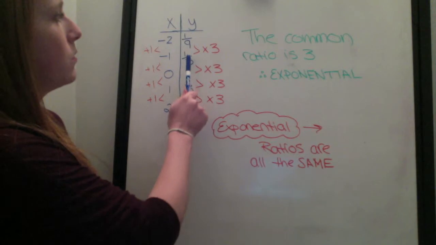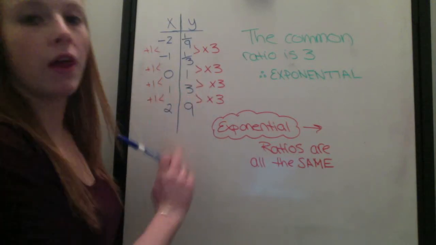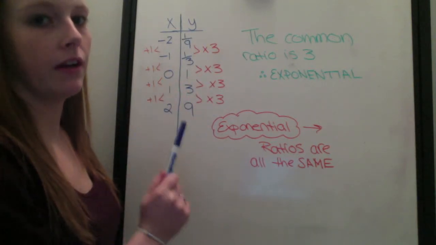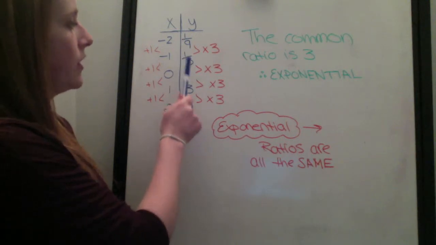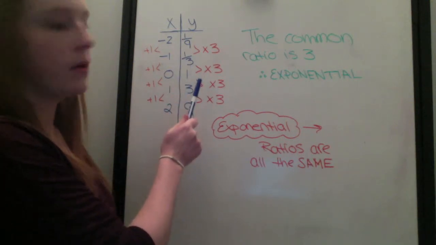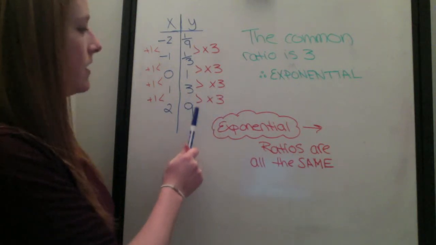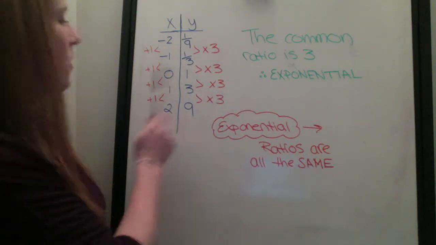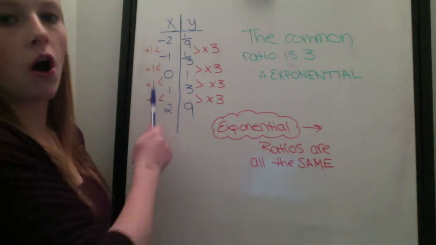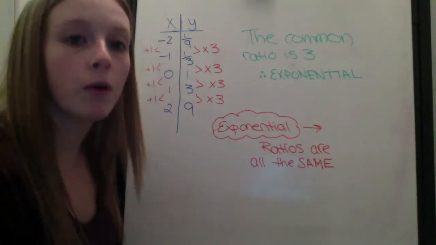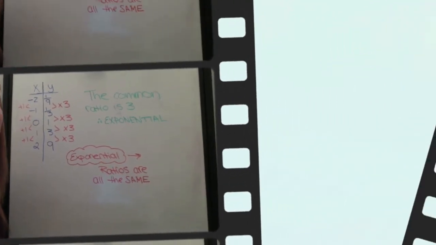Going from 1/9 to 1/3 is multiplying by 3. From 1/3 to 1 is multiplying by 3. From 1 to 3 is multiplying by 3. From 3 to 9 is multiplying by 3. And also on the x side, they are all plus 1. Therefore, we know that this graph is exponential.